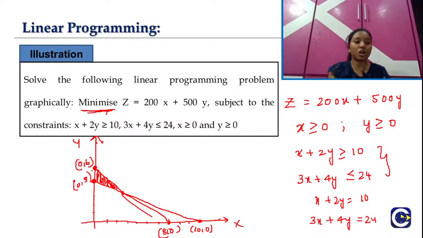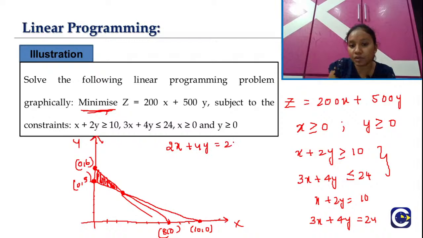where one corner point is 0, 6, another corner point is 0, 5, and the other corner point is the intersection of these two lines. So let's find the intersection here. I'm just multiplying this with 2: 2x plus 4y is equal to 20, and 3x plus 4y is equal to 24.